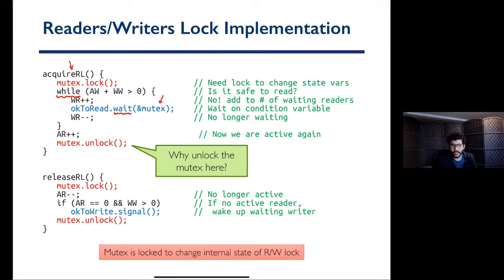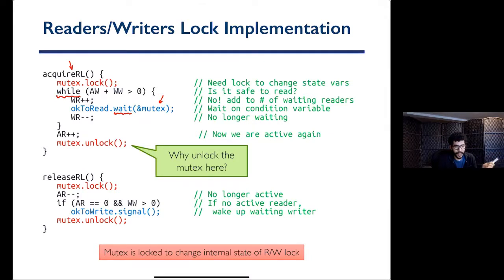Otherwise, we don't do anything. So if there are no waiting writers, or if there are other active readers, then we just decrement active readers and exit, nothing else. OK, so we kind of implemented these two.